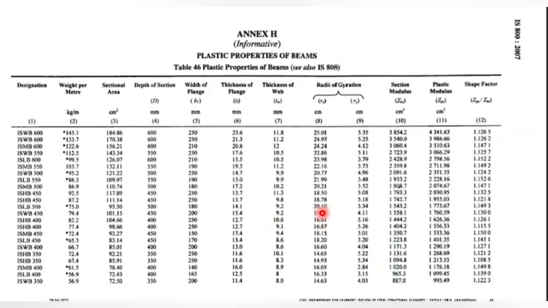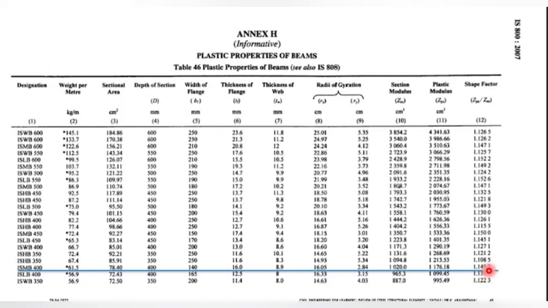Okay, now you take down IS 800. You have Annexure H. You can see on the left hand side you have the designation, and this column is the designation. So what was your problem? In this problem a certain section was given, ISMB 400. Okay, what was the shape factor value? 1.14. If you are referring to the code book, what was the answer here? At the last they have given a column called shape factor, yes or no? They have given the same answer.